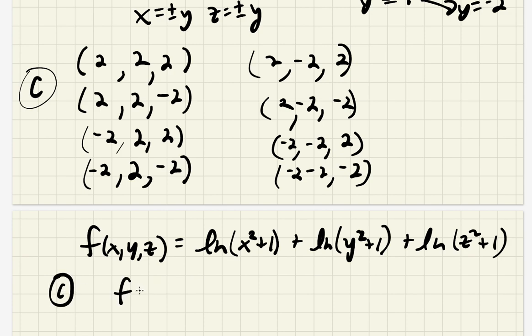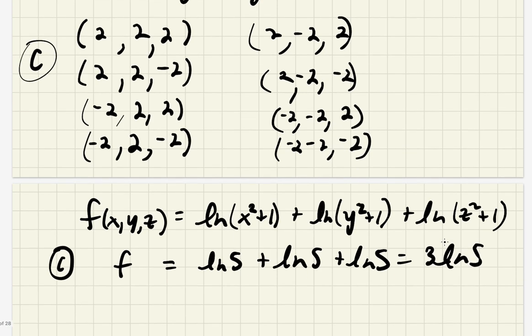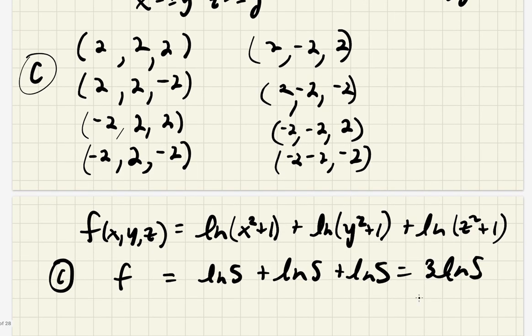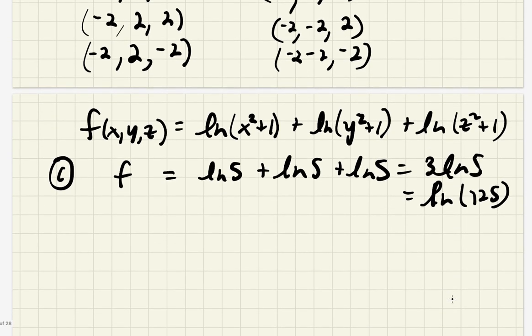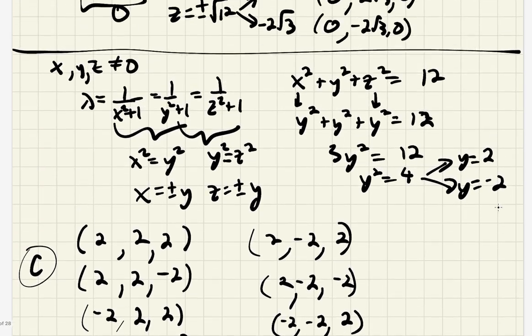Our function at those is going to be ln 5 with 3 of those. 3 ln 5. Or the ln of 125. It might help us to actually write it out in terms of ln to see who's the largest. Usually Lagrange only gives you 2 values, but that's not going to be the case here. We got all these different types of points here.